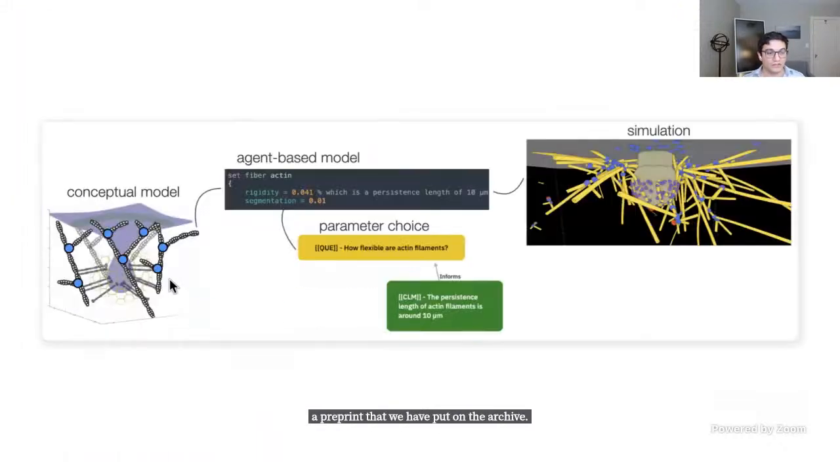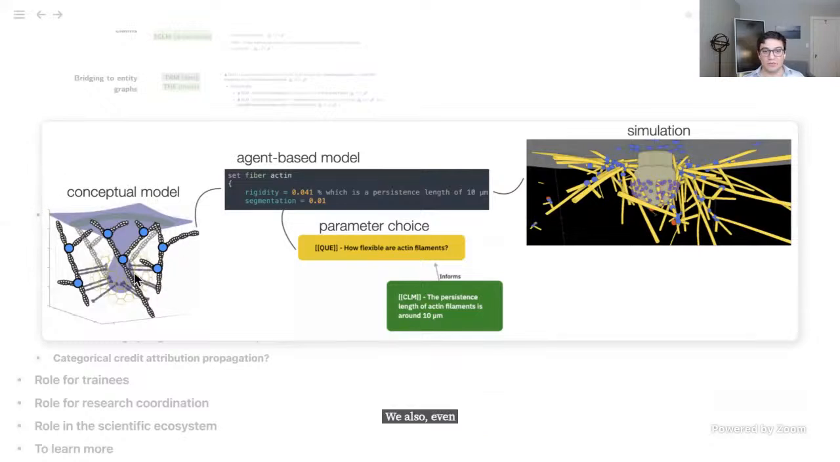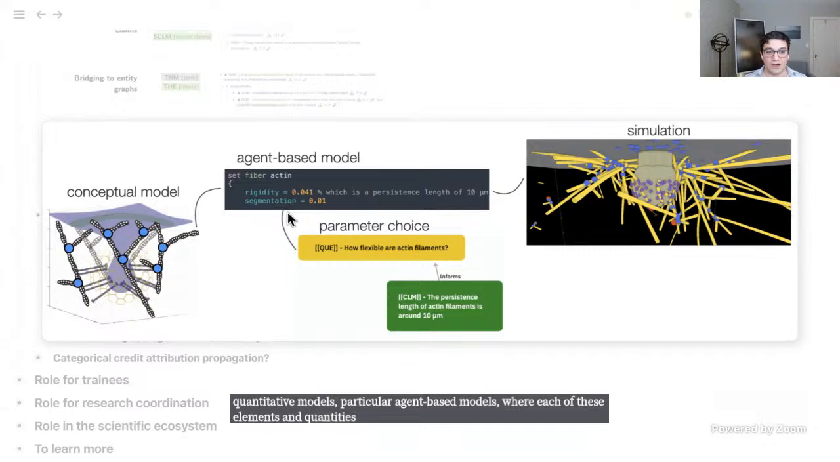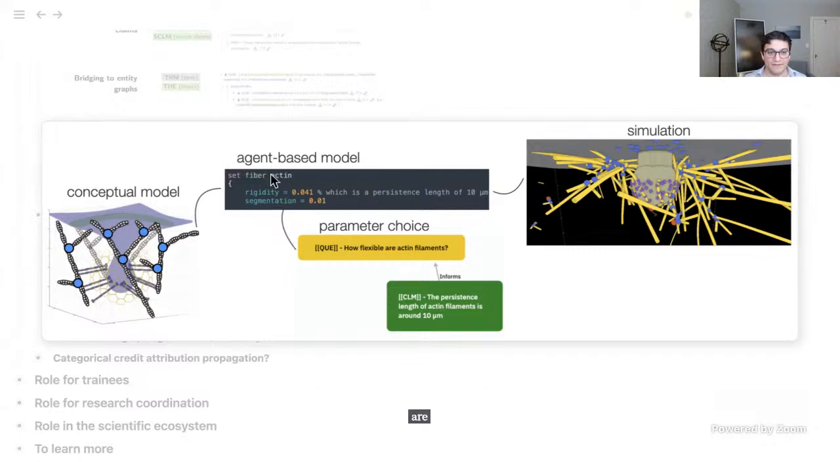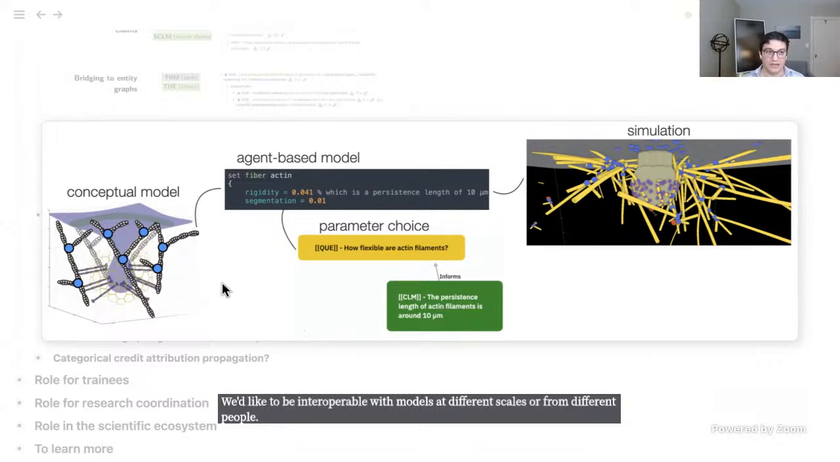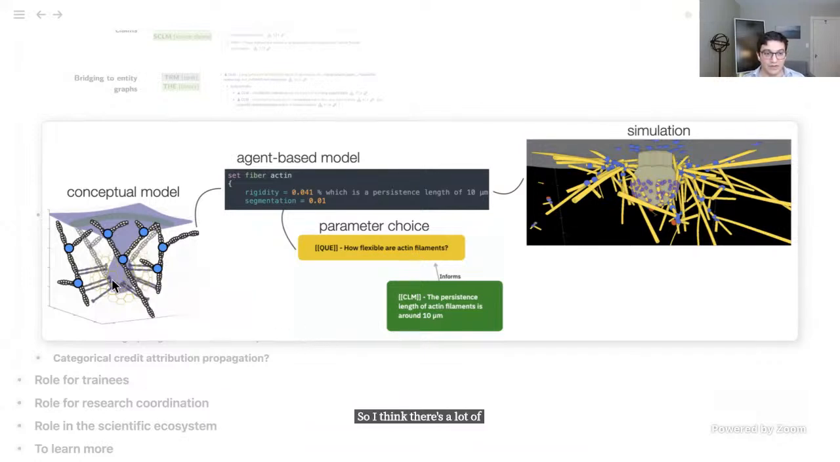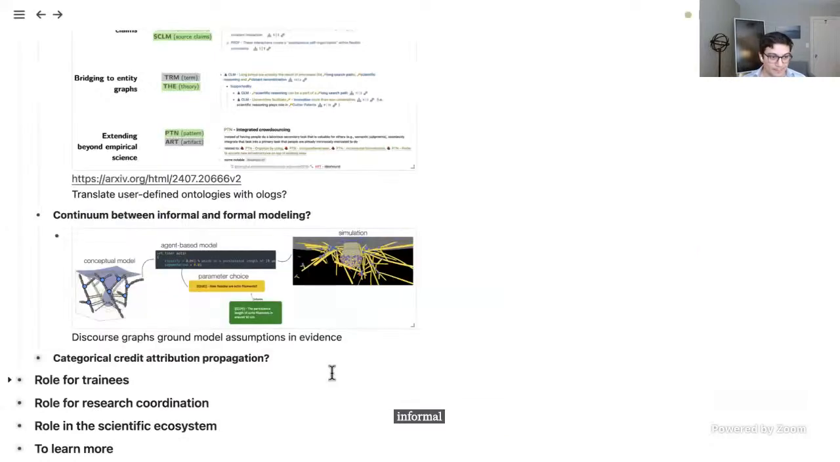We also, even though I focused on conceptual modeling, build quantitative models, particularly agent-based models, where each of these elements and quantities are supported by evidence, and we'd like these to be interoperable with models at different scales or from different people. So I think there's a lot of opportunity in having more of a continuum between the informal and formal modeling.